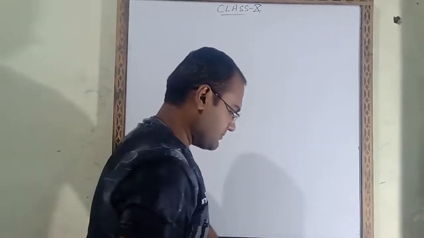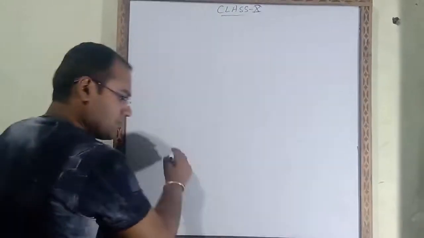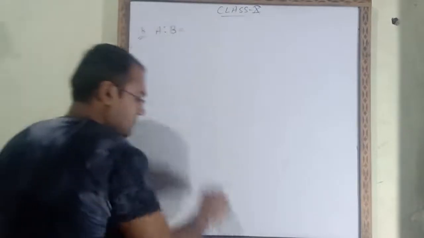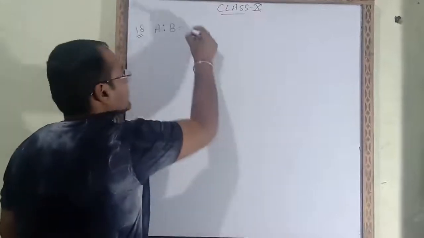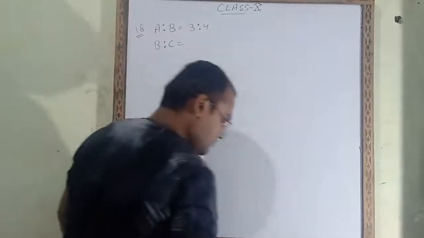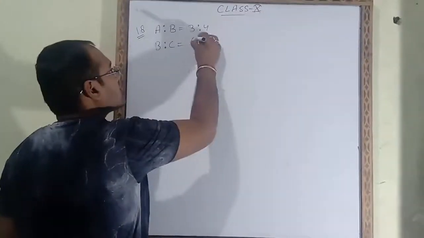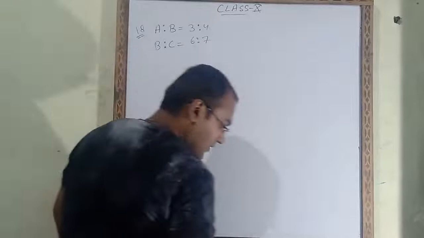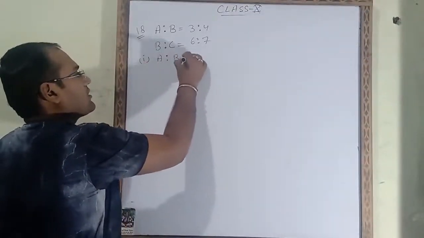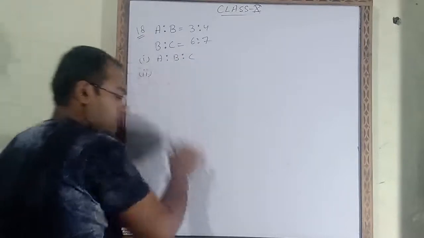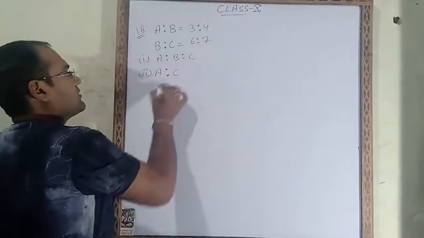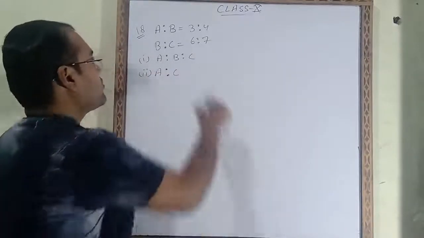Now question number 18. A ratio B is given here, 3 ratio 4, and B ratio C is also given, 6 ratio 7. We have to find, first part, A ratio B ratio C, and second part, we have to find A ratio C. These two parts we have to find. So two ratios are given here.